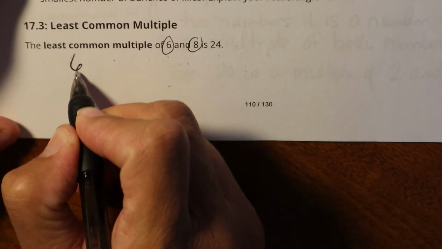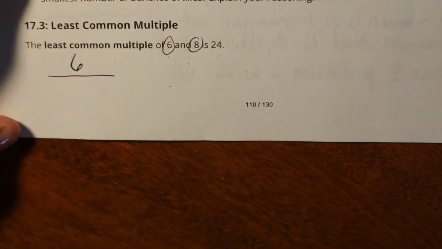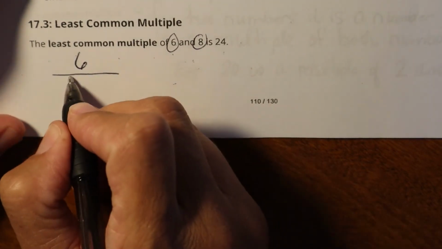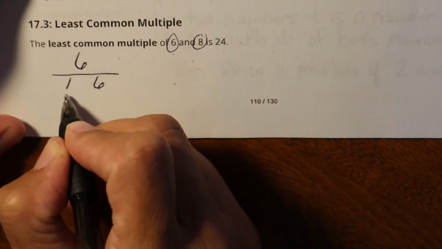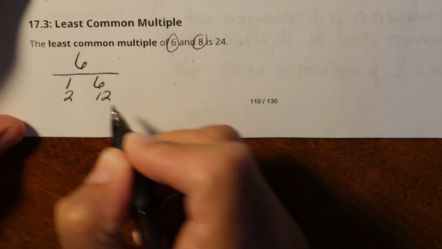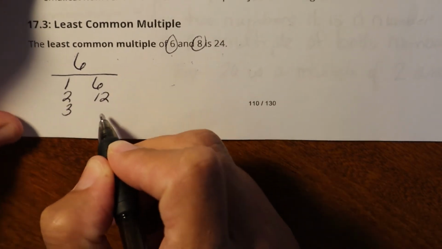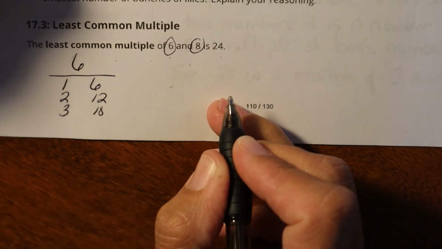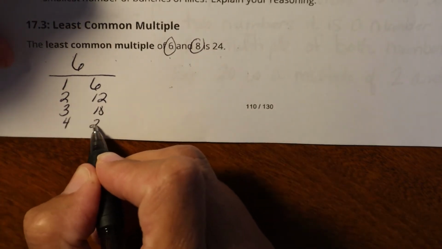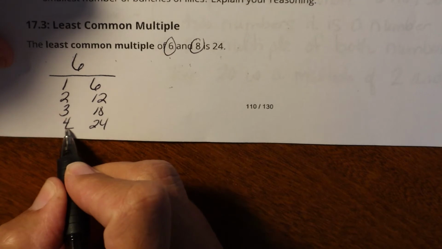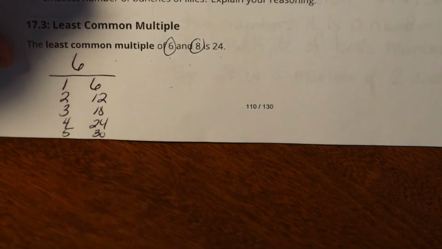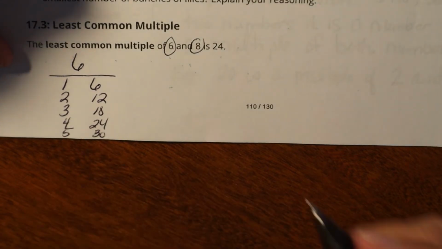If we did a table, just so you could see what a table looks like, it would look like this. We'd say 1 times 6 is 6, 2 times 6 is 12, 3 times 6 is 18. 4 times 6 is 24. And we'll stop at 5. 5 times 6 is 30. Let's do the same thing for the number 8.